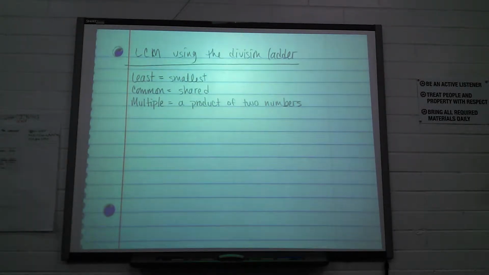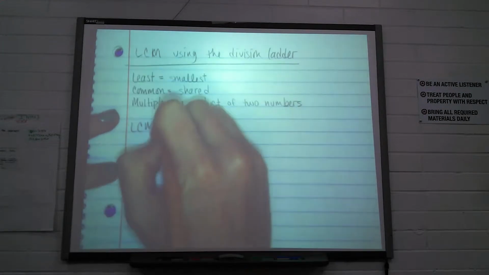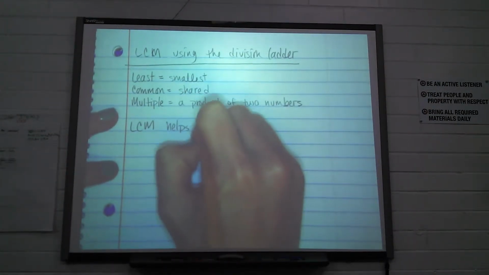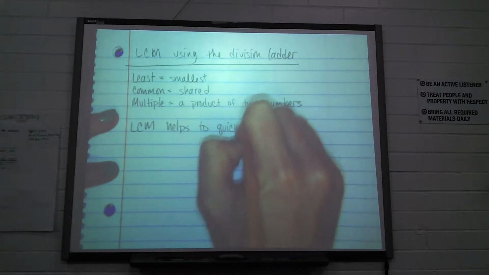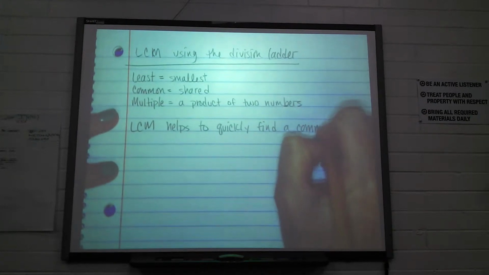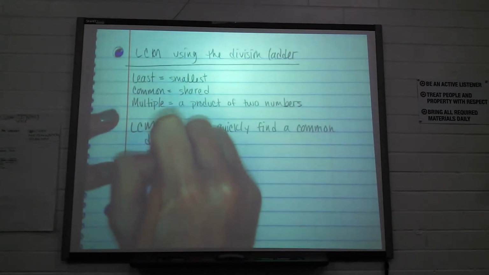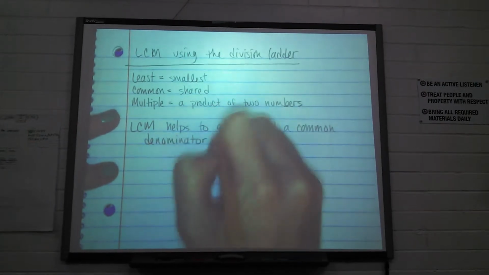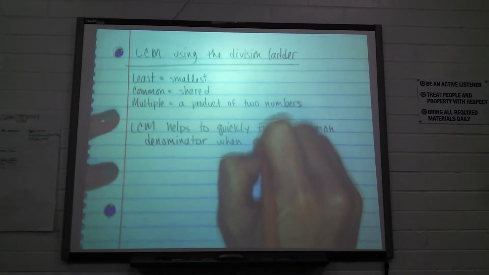Okay, so let's start by asking ourselves, why do we need to find the least common multiple? Well, in order to add and subtract fractions more easily, or I should say easily and quicker, you will need to have a common denominator, and that will be your least common multiple. So LCM helps to quickly find a common denominator when adding and subtracting fractions.